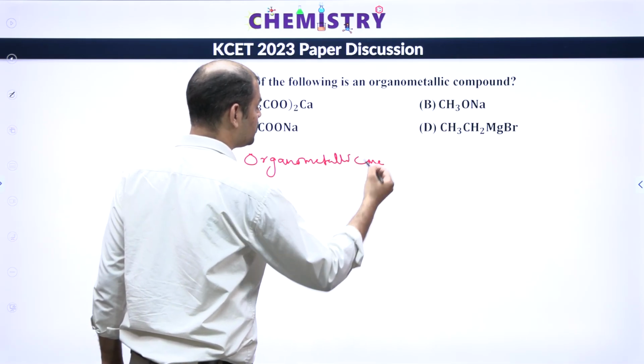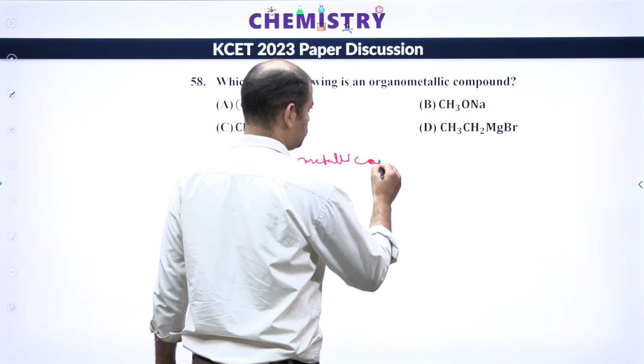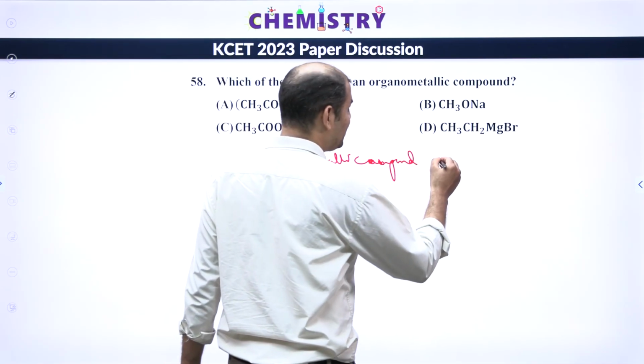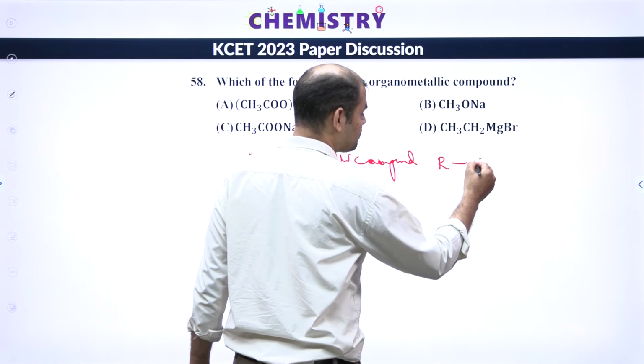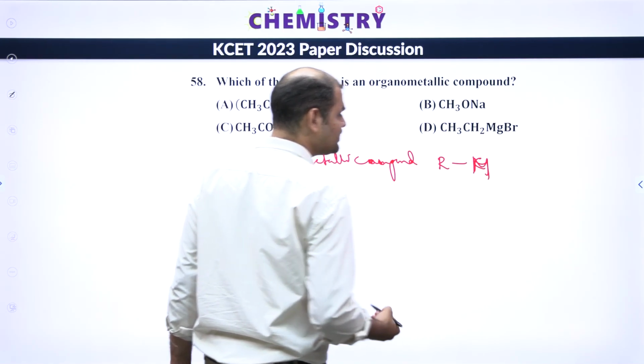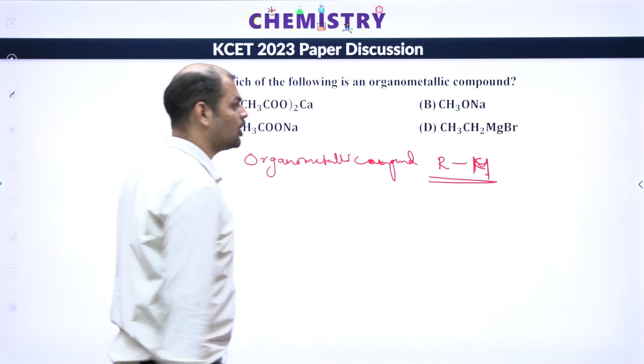Organometallic compound is nothing but it should have a metal-carbon bond. If any element is having a metal-carbon bond, that is called an organometallic compound.